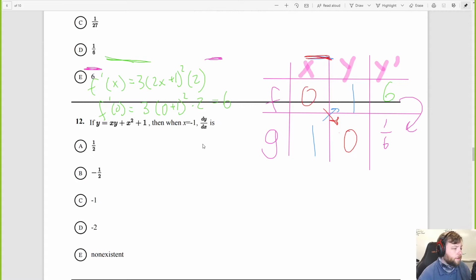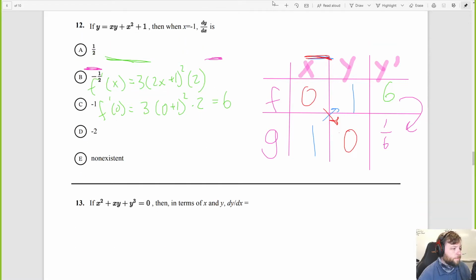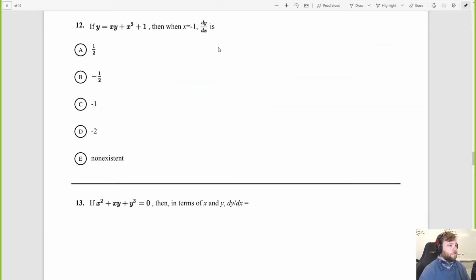All right, moving on. 12. Oh, one of these fun ones. Yay. All right, so implicit differentiation. I'm going to get dy/dx. Product rule on this, so it'll be 1 times y plus x times dy/dx, plus 2x plus 0. Sure.